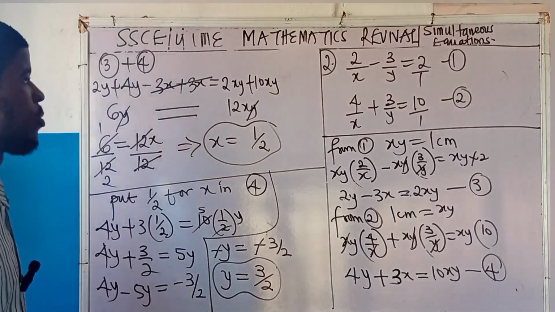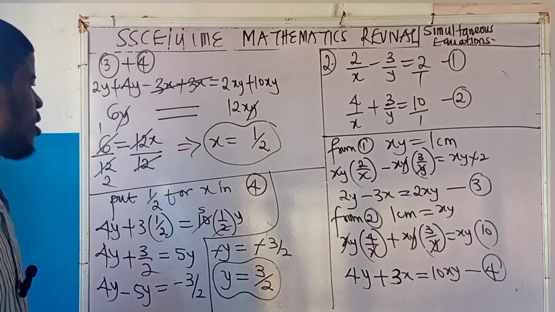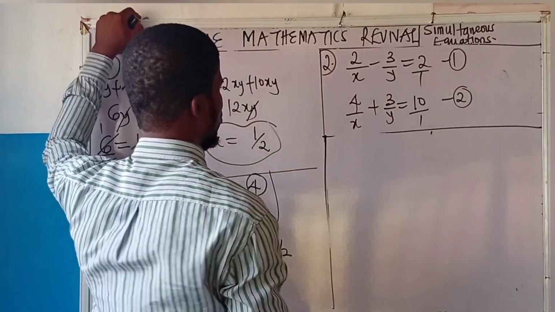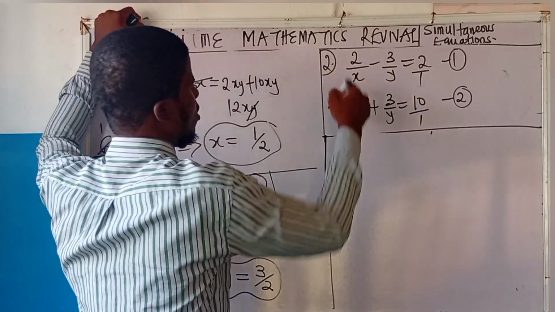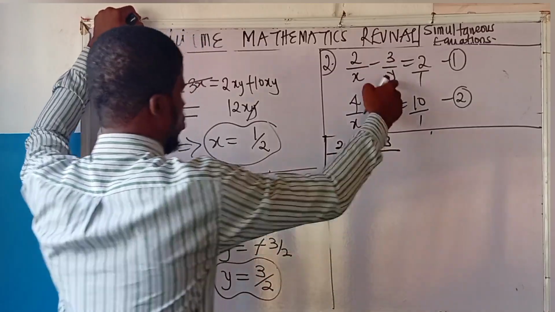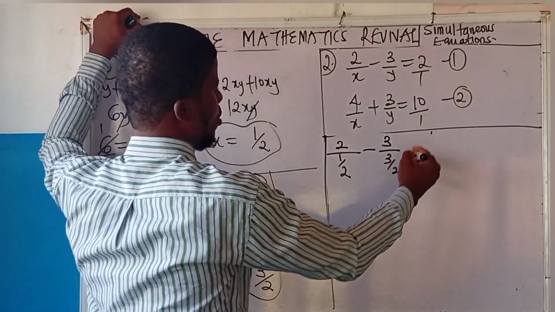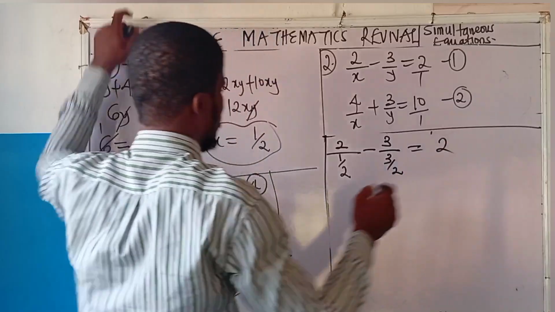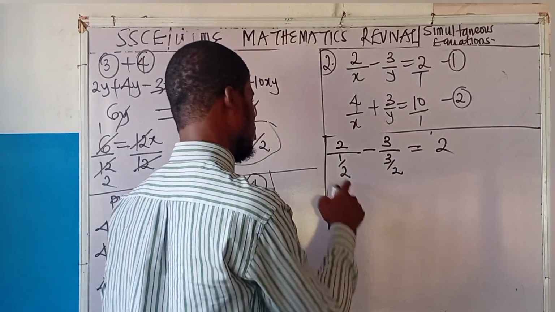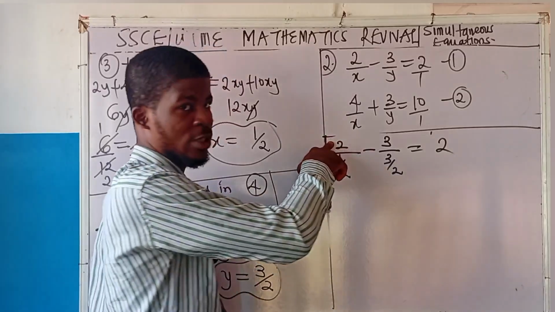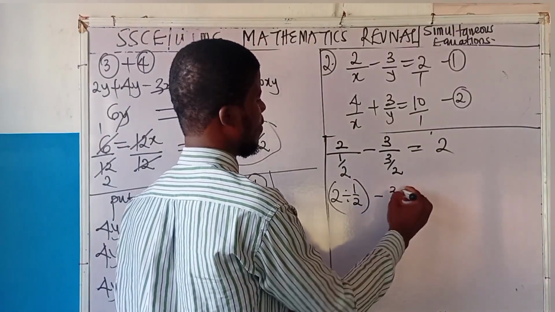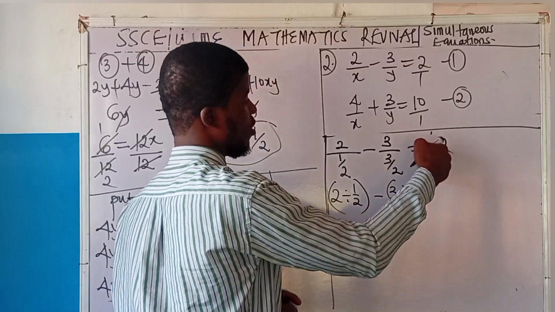All right, I want to quickly do something. I want to quickly confirm that these answers are correct. See what I'll do. All right, let me confirm. From equation 1, what is my x? 1 over 2. Put 1 over 2 here. This is 2 all over 1 over 2 minus, what's this, 3 all over, what's y? 3 over 2. I want to see if this will give me 2 at the other side. In mathematics, what this means is that this 2 here is going to climb up to multiply this 2. Okay, this is 2 divided by 1 over 2 minus this is 3 divided by 3 over 2. Let's see if it will give me 2.